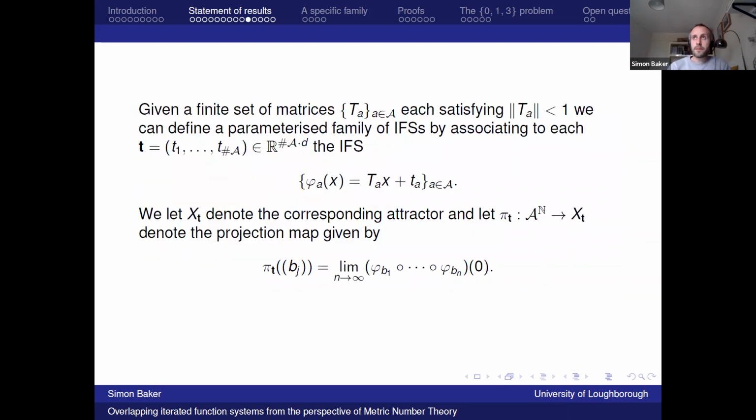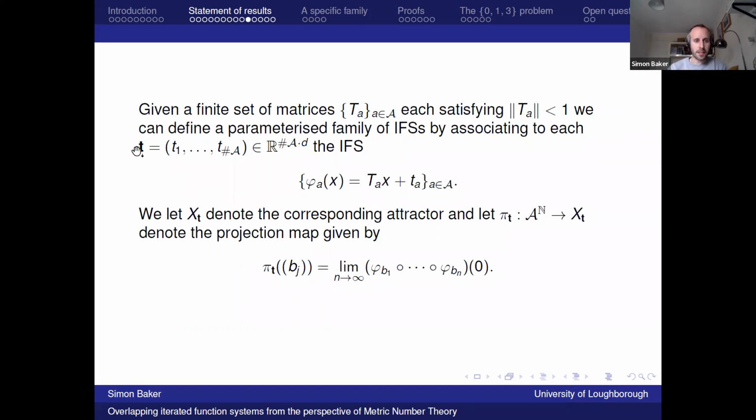So now I want to talk about another family of iterated function systems, where again we're going to see an analog of Khintchine's theorem. So what do we do? Well, here I have a finite set of matrices, each with norm at most 1. And then what I do is I randomly choose the translations from Euclidean space.